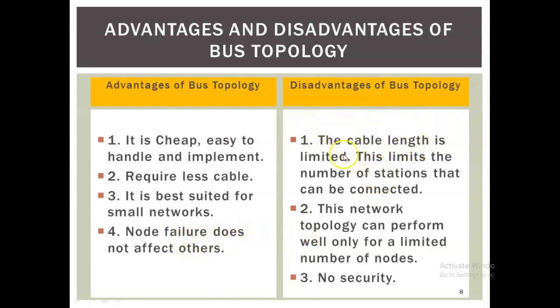Disadvantages of bus topology. The cable length is limited. You just require a few cable lengths. The network topology can perform well only for a limited number of nodes. Only a few computers can be connected to this type of topology. And in this topology, there is no network security, in the sense that information that is being passed to one system is also transferred to other systems, therefore exposing all the information to other systems. Therefore, no security.